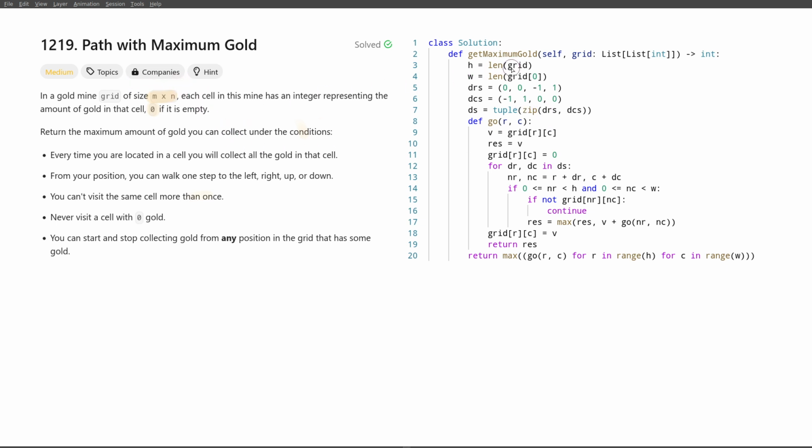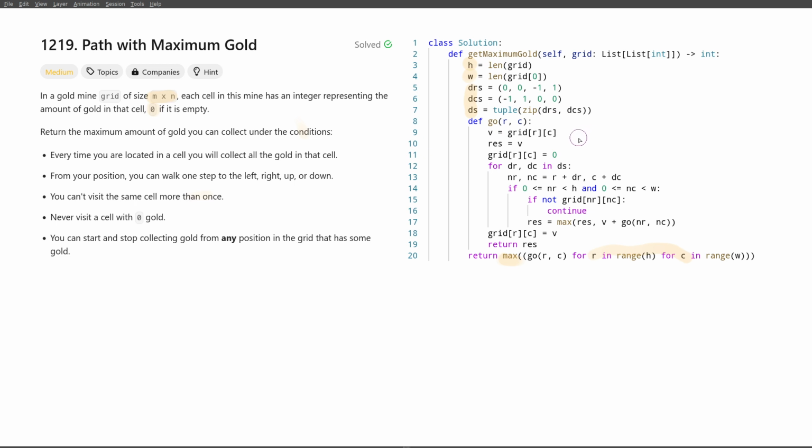Anyway, we just have to implement it, so we remember the height, the width, we remember the 4 directions that we can go in, and we'll have a helper function that will give us how much gold we can get starting at a given position. So then our result is just the maximum over all the rows and columns of what we can get starting at that position.